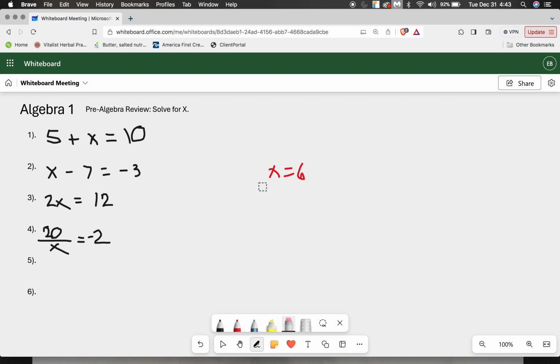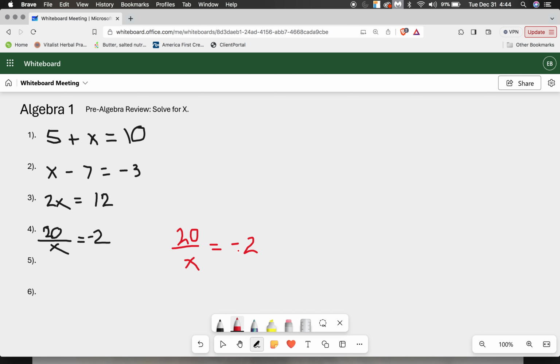Alright, and then the final one. Alright, so we're looking at 20 over x equals -2. This is looking like a fraction. What does x have to be in order for 20 divided by x to equal -2? Well, in the one above, we had some multiplication and we divided to solve the answer. In this case, we're going to do a little bit of multiplication. So let's write it back over here because sometimes it's easier to have more space. 20 divided by x equals -2.